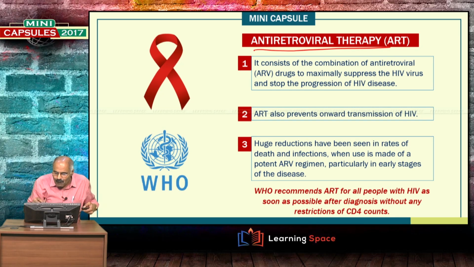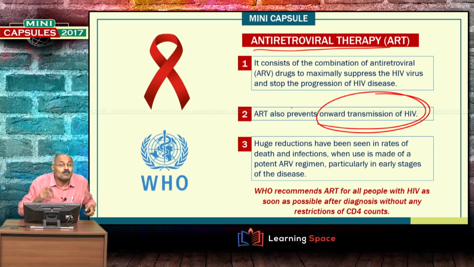This ART prevents the onward transmission of HIV, because the HIV virus will be suppressed by these antiretroviral drugs, or you can say combination of drugs. So, with the usage of ARV, huge reductions have been seen in the rates of death as well as infections. HIV infected people are prone to infections, and that HIV virus is to be suppressed.